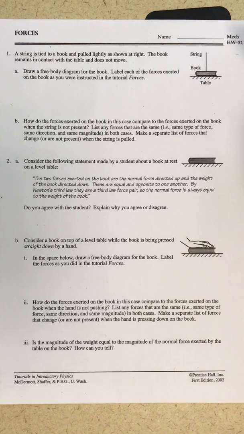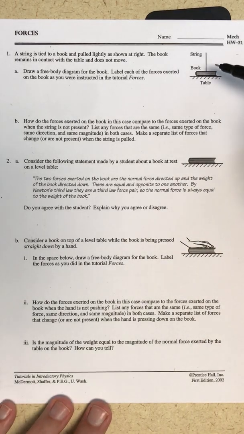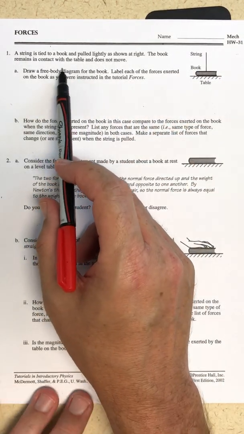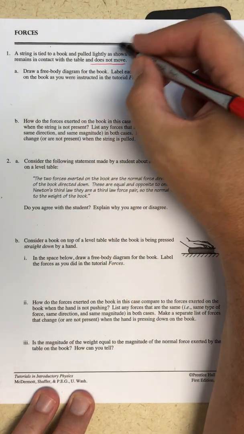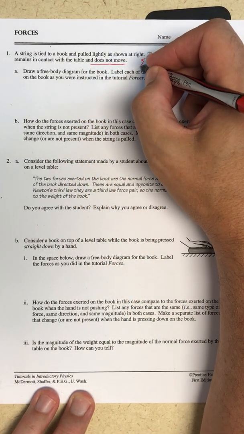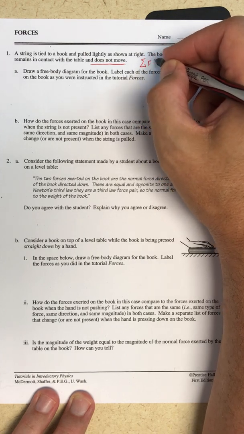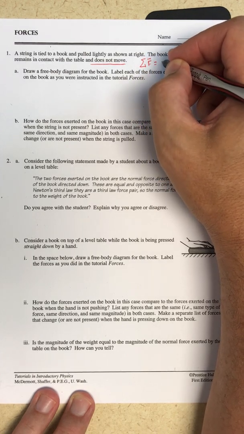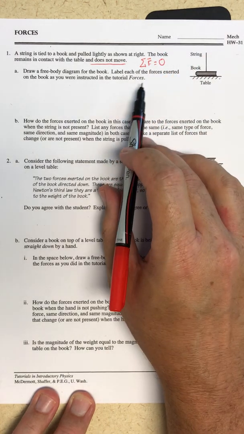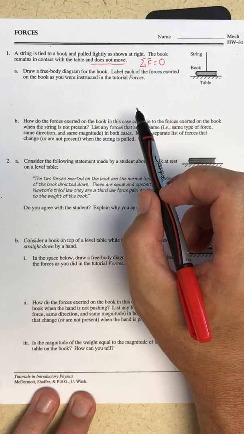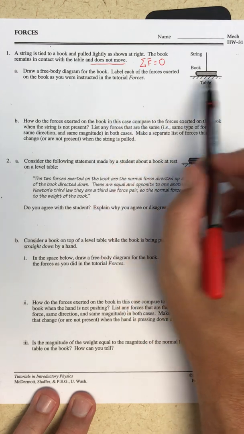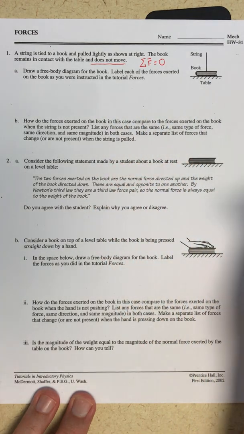We have a string that is tied to a book and pulled lightly, as shown at the right. The book remains in contact with the table and does not move. That phrase, begins and remains at rest, tells me from Newton's first law of motion, add up all of the forces acting on an object and they have to sum to 0. There's no acceleration. So the most it could do is move with a constant velocity, and since this is starting at rest on a table, that velocity is 0.